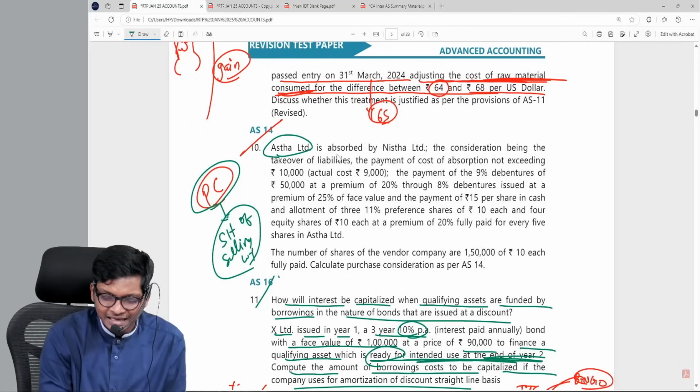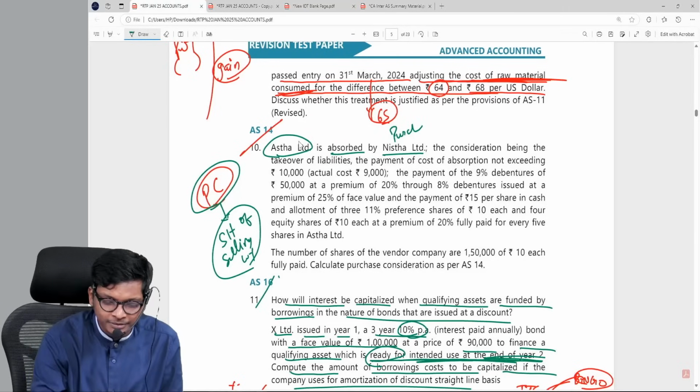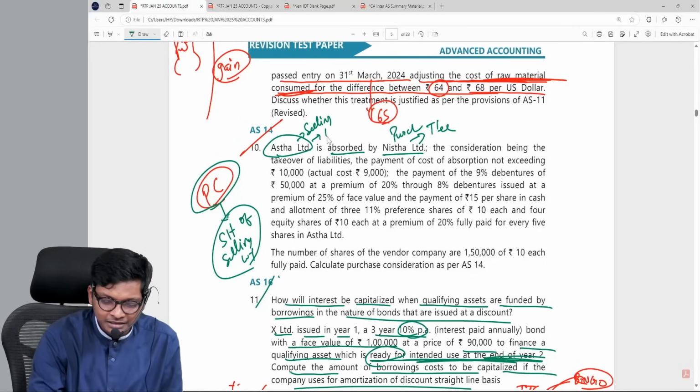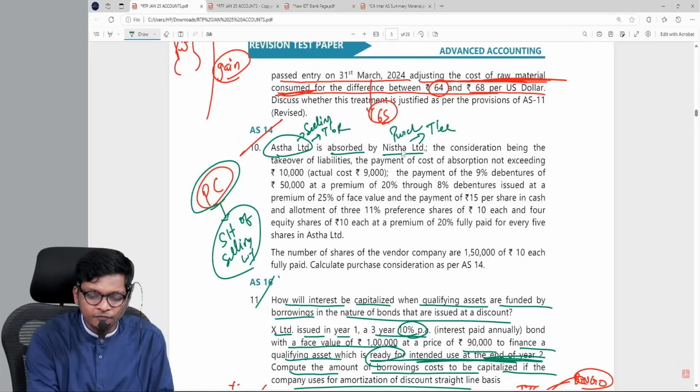Asta Limited is absorbed by Nishta. So Nishta is the purchasing company. Asta is the selling company. Or in other words, Nishta is the transferee company. Asta is the transferor company. Asta is transferring itself to Nishta.